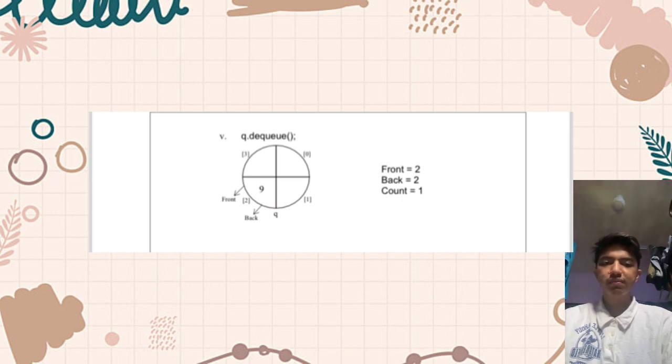Queue diagram after each step. Step 1, step 2 with 3, step 3: front -1 and back -1. Step 4: front 0, back 0. Step 5: front 0, back 1.